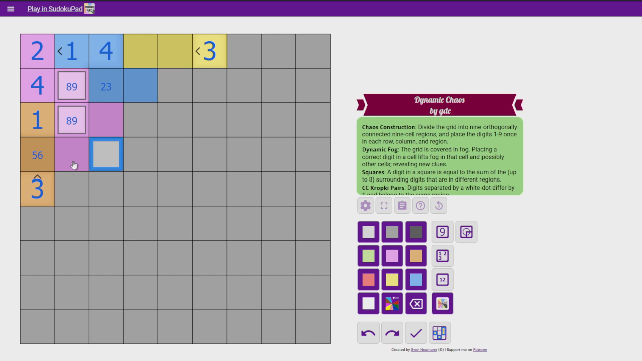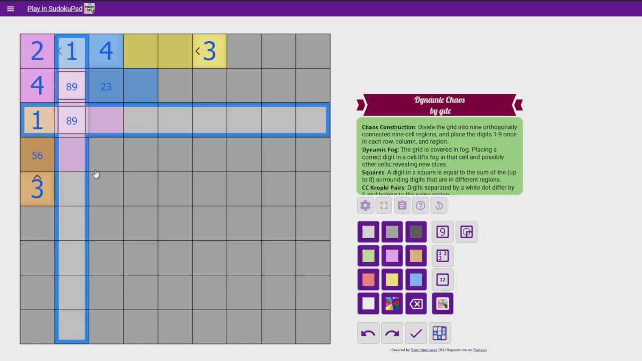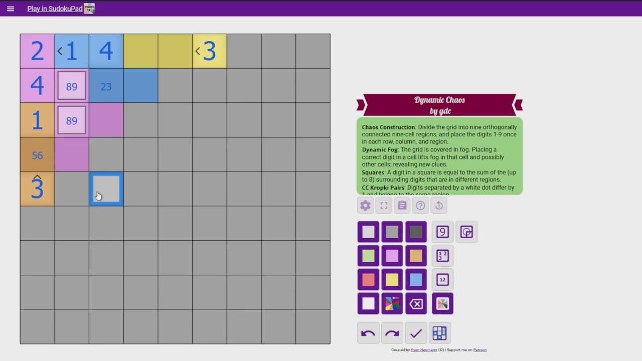Let's see. We still haven't put a 1 in the purple region, and it does need a 1. Can't go there or there. 1's C. Shoot. That area. So there must be a 1 in the purple region outside of that. Purple region is 6 big right now. Now orange must extend here or here. Let's see.